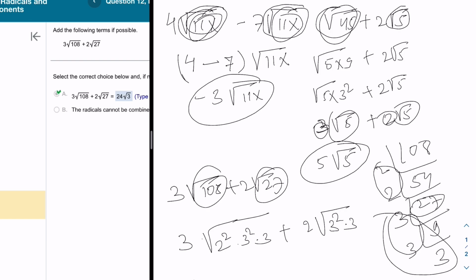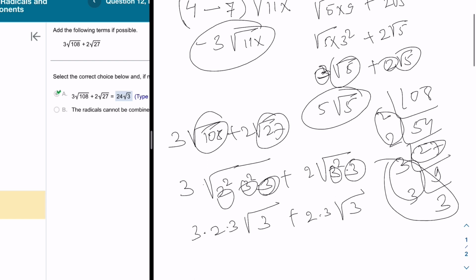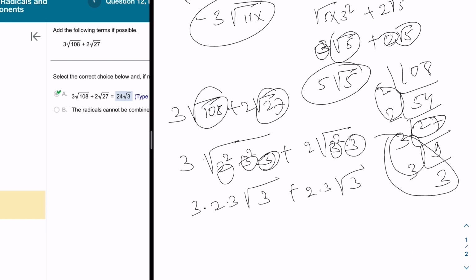Now these two will come out, 2 into 3, and this will remain inside the square root. And now 1 3 with the square will come out and this 3 will remain inside the square root. Now what can we write? 3 into 2, 3 2s are 6, 6 3s are 18. 18 root 3 plus 2 3s are 6.